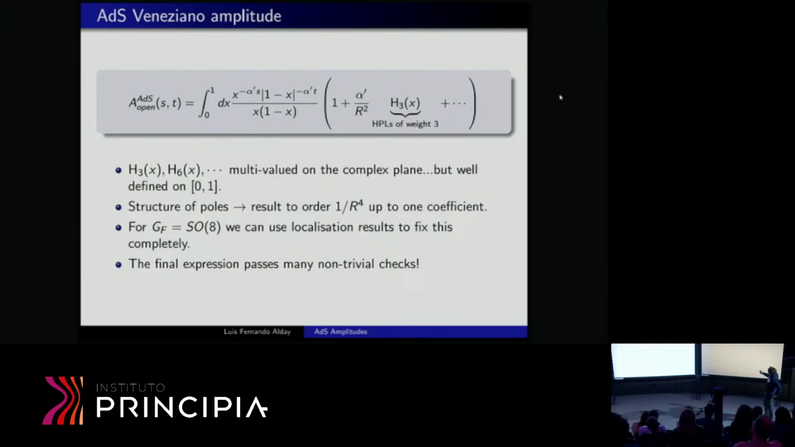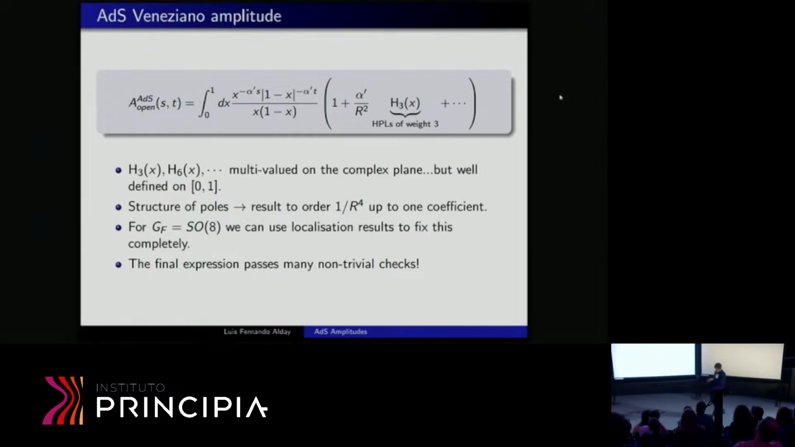Notice that now these functions are multivalued functions on the complex plane, but we are not integrating them over the complex plane. We are only integrating them between 0 and 1, okay? And so we see that again, the structure of poles is super strong, and we can fix even the next correction up to one coefficient that can be fixed by using localization results. And the final expression passes non-trivial checks.